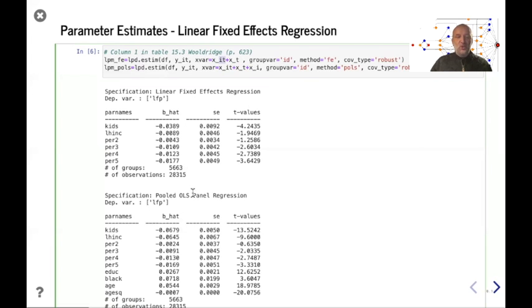Whereas if you go down here and look at the OLS regressions, you get some really strong, very significant effects that are also bigger, about twice as large for kids, and much larger for the log household income.